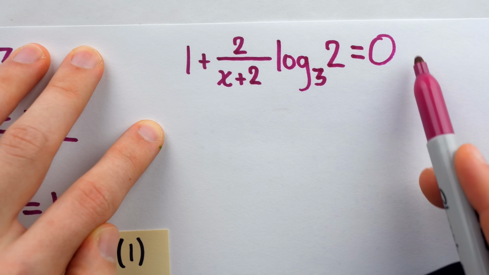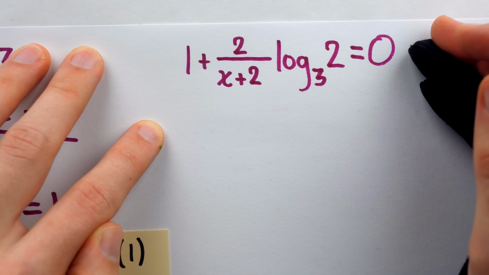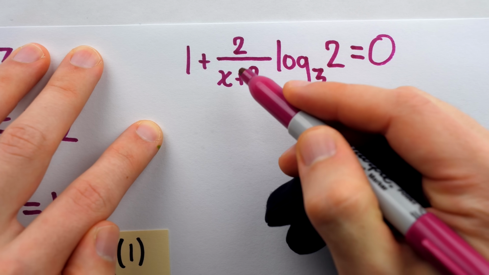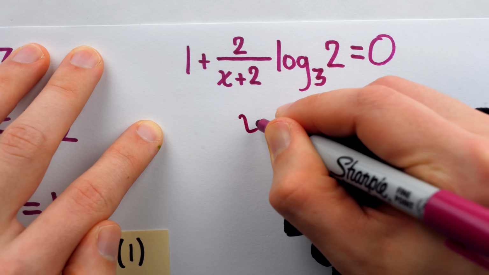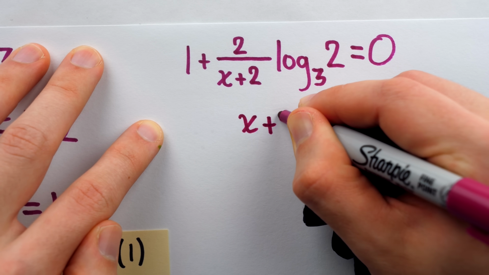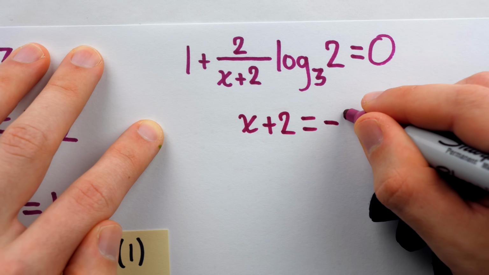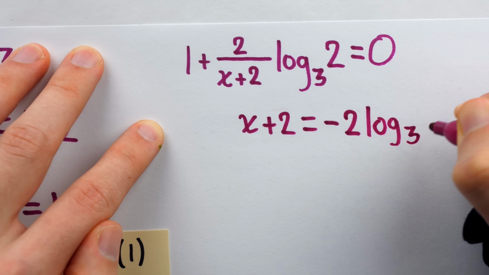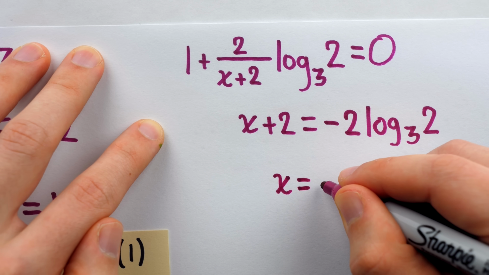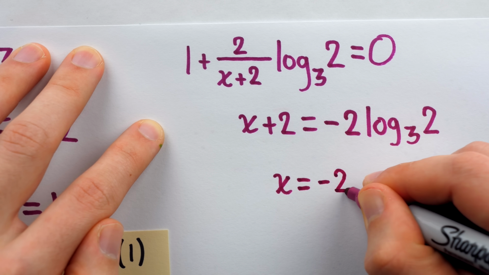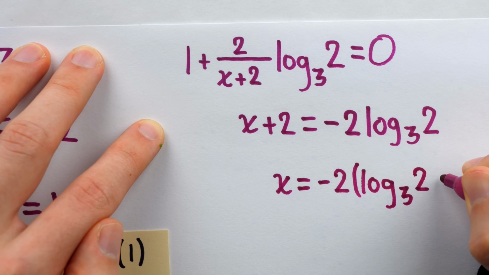If this factor equals 0, let's subtract this log term to the right side, and then multiply everything by x plus 2. That's going to leave 1 times x plus 2 on the left side, so x plus 2, and on the right side we'll have the part we subtracted, so minus 2 log base 3 of 2. Finally, subtract 2 from both sides, and there's a nice factorization if we like, and we can write the answer as negative 2 multiplied by log base 3 of 2 plus 1.